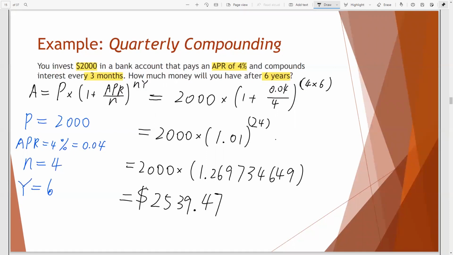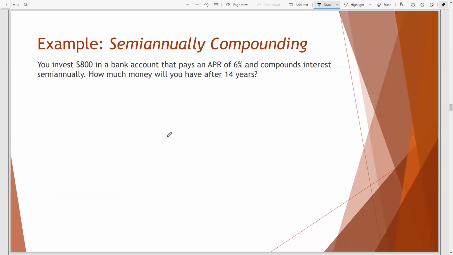So that's quarterly compounding, and semi-annually is the next question. You can also pause your video and try to practice with this one. Okay, so let's get back to do it. $800 invested at APR 6%, compounded semi-annually, which means twice a year. After 14 years, how much do you get?